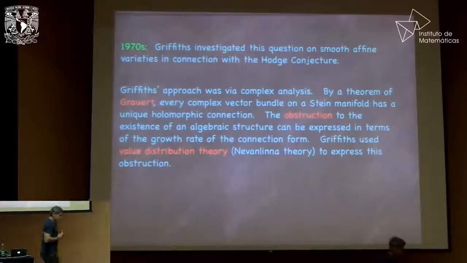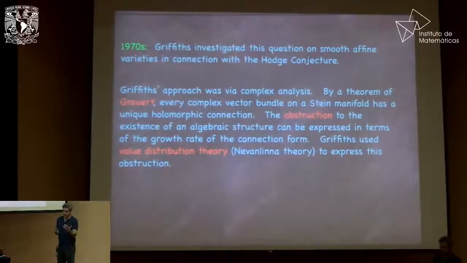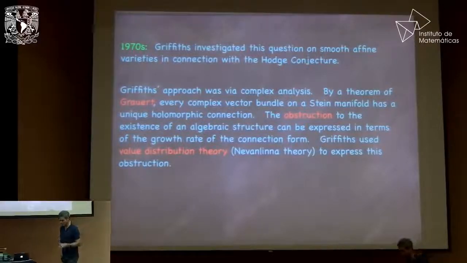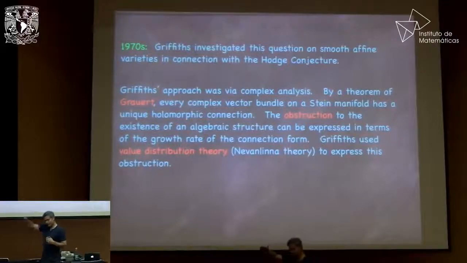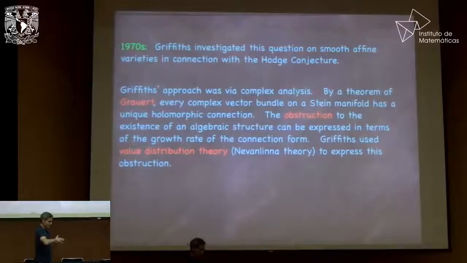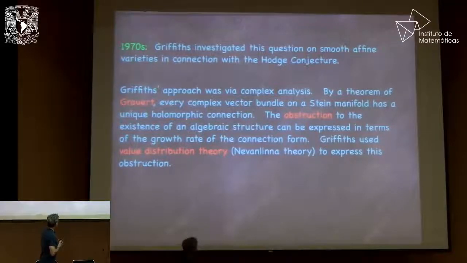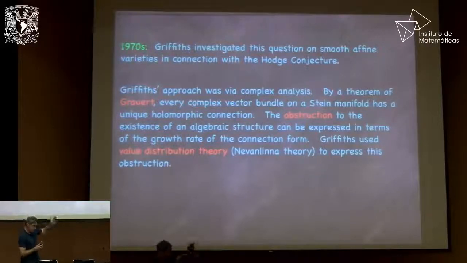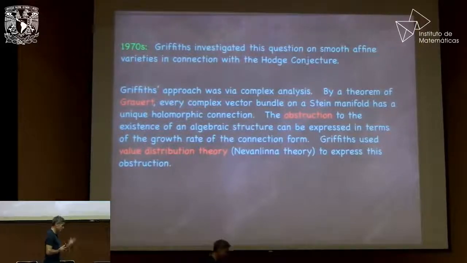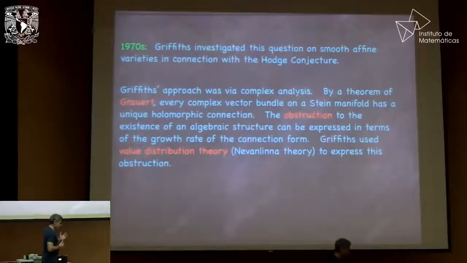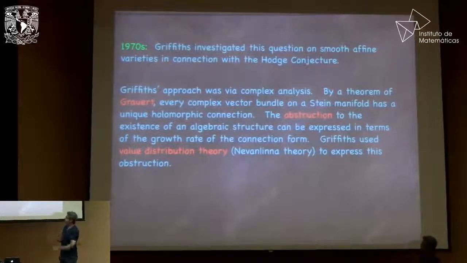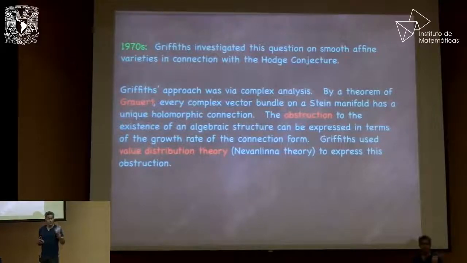So it suffices to consider this over smooth affine varieties, and by a theorem of Grauert, such vector bundles have a unique holomorphic connection. And Griffiths tried to measure the obstructions to that having an algebraic structure in terms of the growth rate of the connection. So his obstruction was expressed in terms of Nevanlinna theory or value distribution theory, and he gave some obstructions in terms of the growth rate of a connection. And so I'm going to talk about some obstructions that come from a very different source, and are in principle comparable to the Griffiths obstructions, but we don't know how to compare them yet.